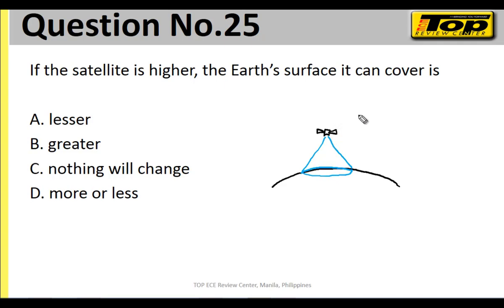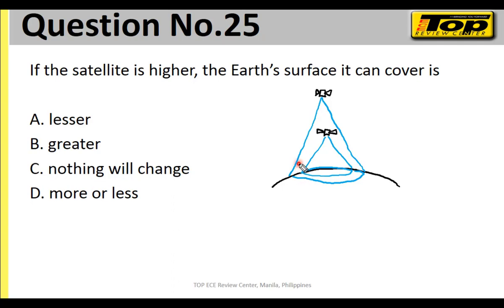Now, ano ang mangyayari kapag tinaas natin yung satellite with the same angle of propagating down the Earth? What will happen? Mas malaki ba yung mako-cover niya? Mas maliit? Or pareho lang? Or more or less? Okay? Alam naman natin na pag tinaas natin yan with the same angle doon sa propagation natin, of course, it will cover much greater area. Okay? If the satellite is higher, the Earth's surface it can cover is much greater, of course.